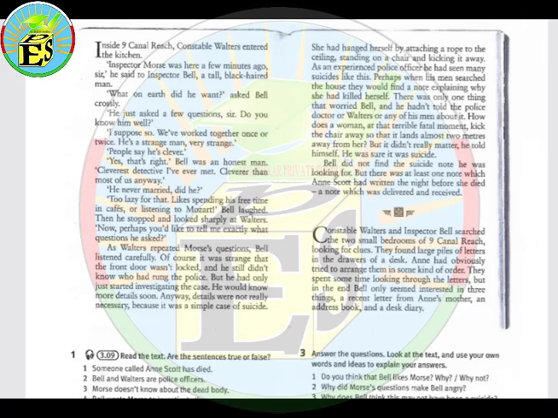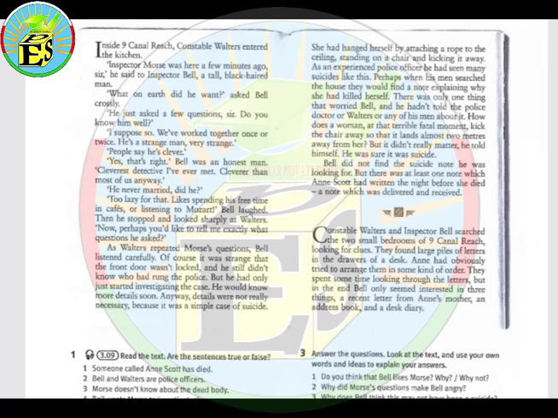Inside 9 Canal Reach, Constable Walters entered the kitchen. "Inspector Morse was here a few minutes ago, sir," he said to Inspector Bell, a tall, black-haired man. "What on earth did he want?" asked Bell crossly. "He just asked a few questions, sir. Do you know him well?" "I suppose so. We've worked together once or twice. He's a strange man, very strange." "People say he's clever." "Yes, that's right."